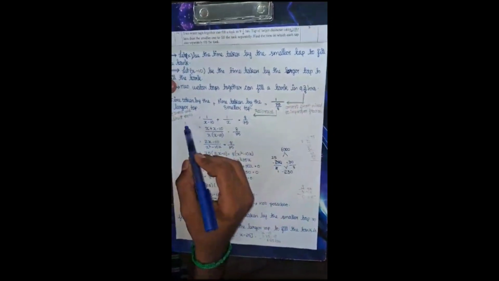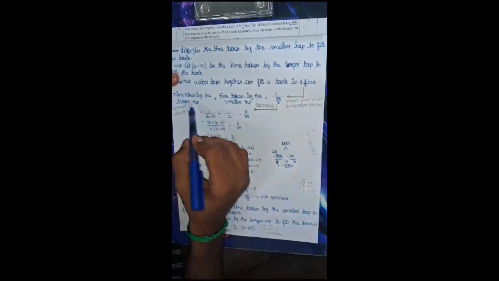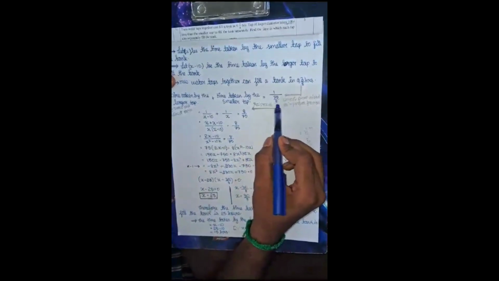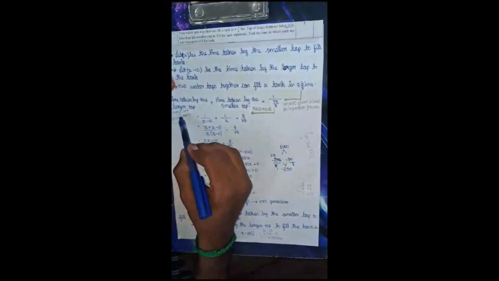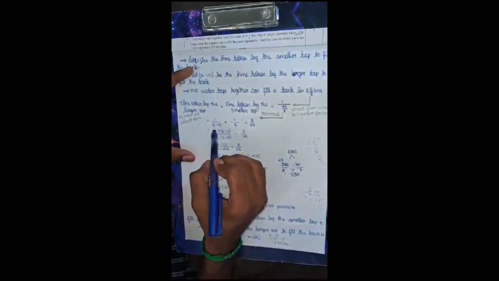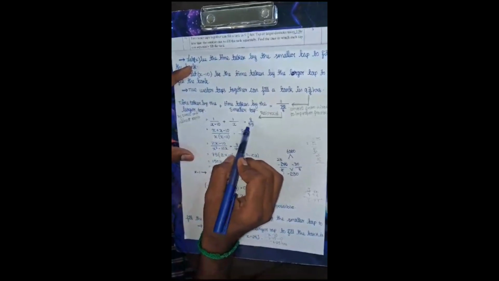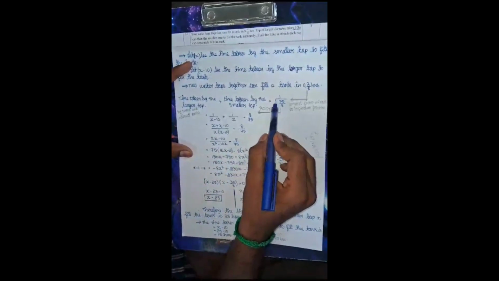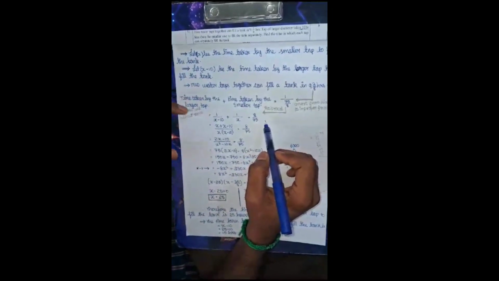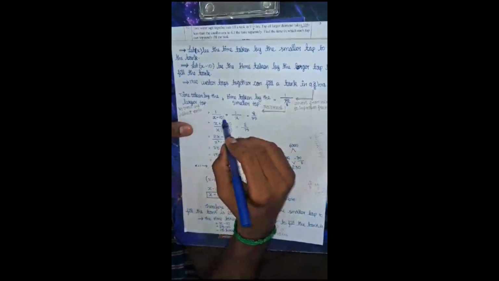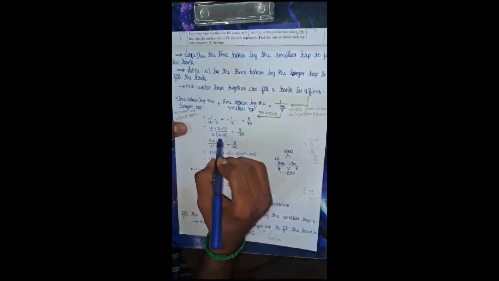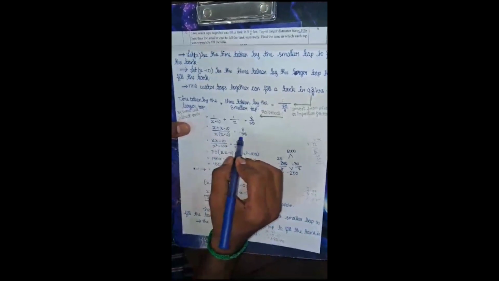And then we have to frame an equation: time taken by the larger tap plus time taken by the smaller tap is equal to 1 by 75/8. Using direct and indirect ratio, we write 1/(x minus 10) plus 1/x is equal to 8/75, taking the reciprocal. We take the LCM for this equation, so we get (x plus x minus 10) by x into (x minus 10), which is equal to 8/75.